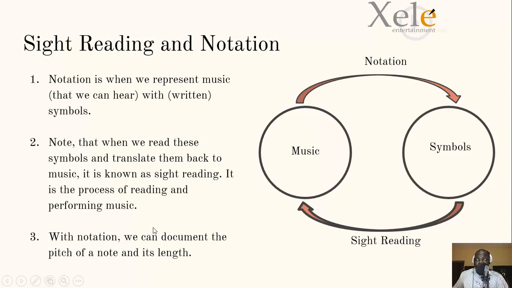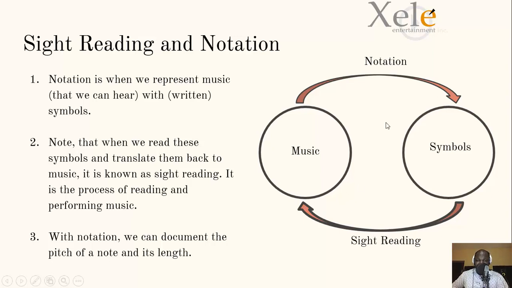So what is music notation and what exactly is sight reading? Music notation is the process of representing audible music with symbols. That means you take the music that you can hear and you begin to represent it using symbols. Now, sight reading is the reverse process of notation. This means that it involves reading the notation and performing it as music.